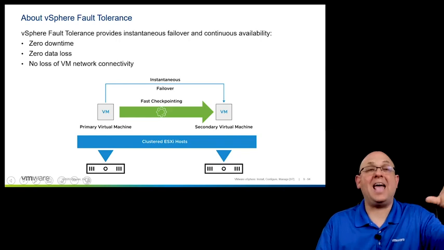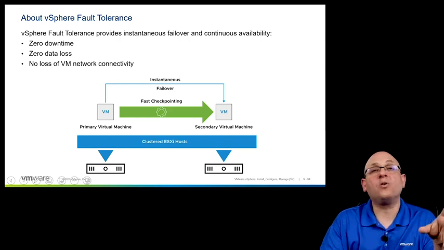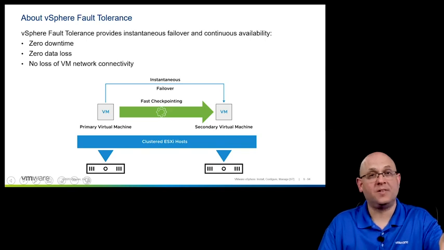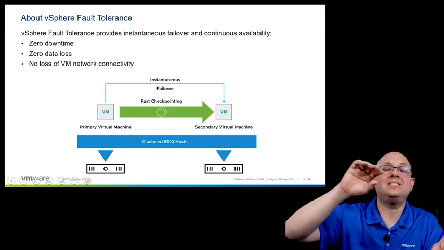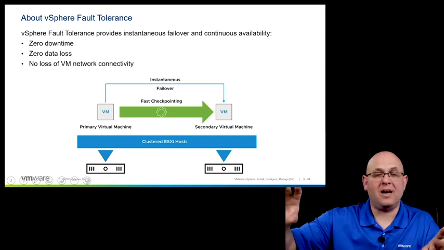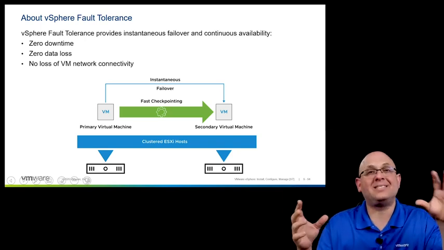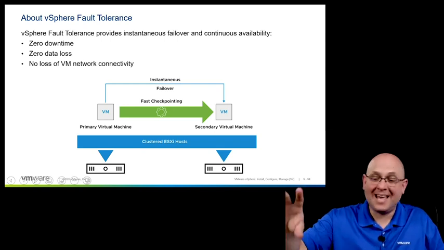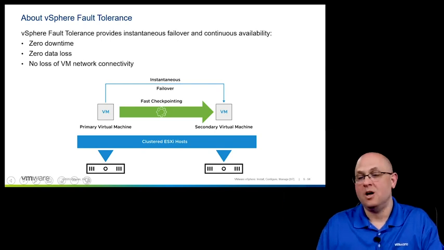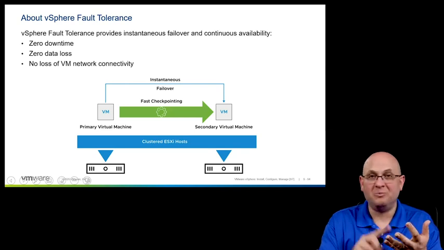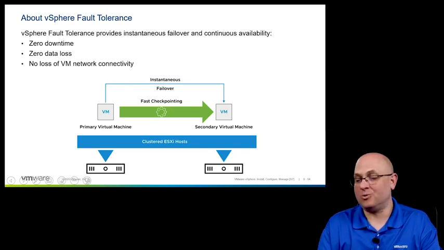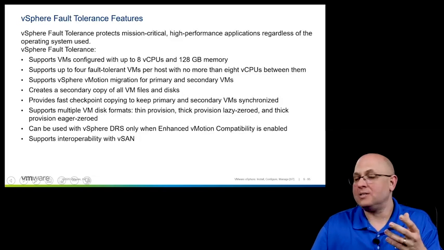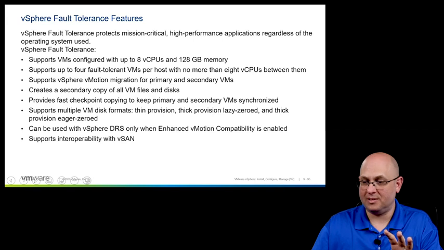Now, virtual machine A is up and running, and in order for that to support the failure of that host, and for that VM to instantaneously be running on the other host, we have to copy the state of this virtual machine in near real time to the secondary ESXi host so that we can have zero downtime, zero data loss, and no loss of virtual machine network connectivity. Let's see actually how this is done and what some of the limitations are for this.